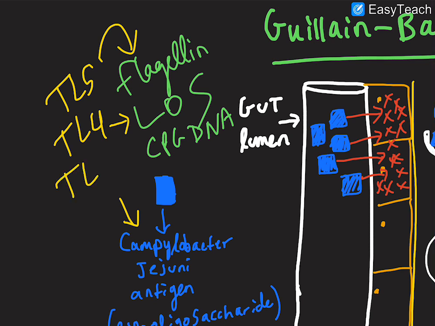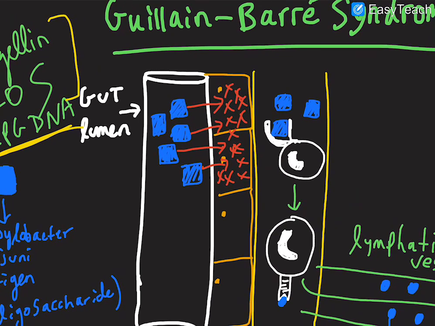And then toll-like receptor 9, which is expressed in cells like your B cells and dendritic cells, is in your endosome, the inner lining of your endosomal membrane, and can respond to unmethylated CpG DNA. Campylobacter jejuni has all of these pathogen-associated molecular patterns, or PAMPs, but we're going to focus on the lipo-oligosaccharides.